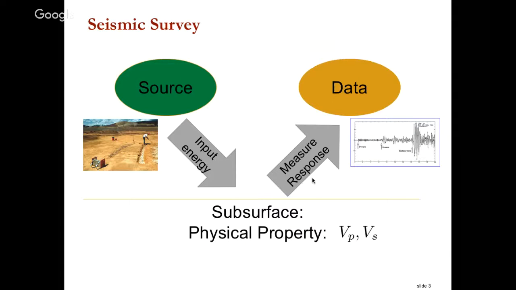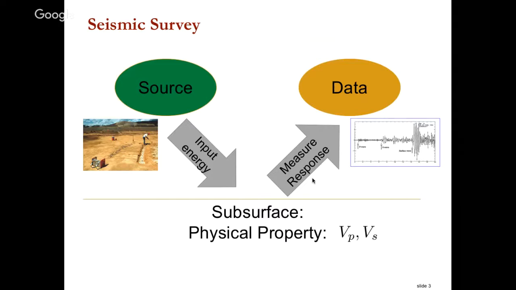So our generic type of plot is like this. We've got a source, input some energy, we've got a subsurface with some physical properties, and we're going to measure a response. In our case, the response looks something like this. This is a function of time, and this is ground motion as time proceeds. Different things come in at different times and different amplitudes, and we're going to try to understand that signal, decode it, and make some use of it.